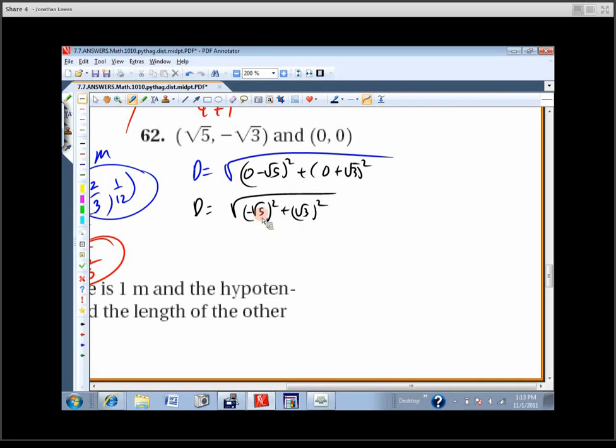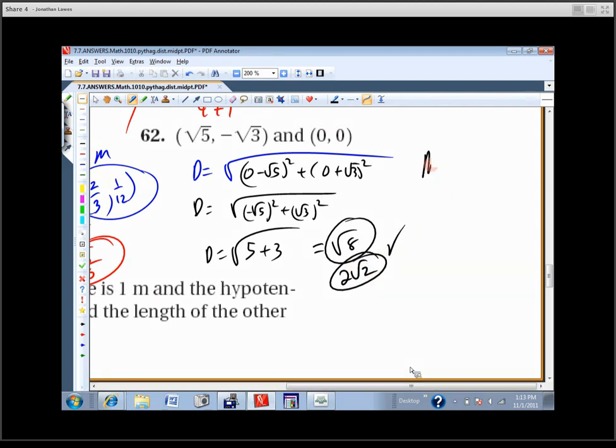What's nice about these? Square root. Yep, you get a positive 5 here. Make sure it's positive. Square root, you get a positive 3. That's still underneath the radical. There's our distance. Is that right? MathXL take that? Probably not. 2 radical 2 would be the right answer.